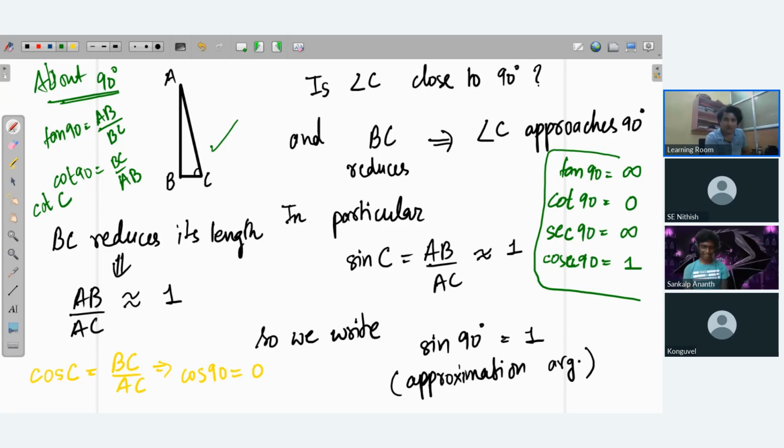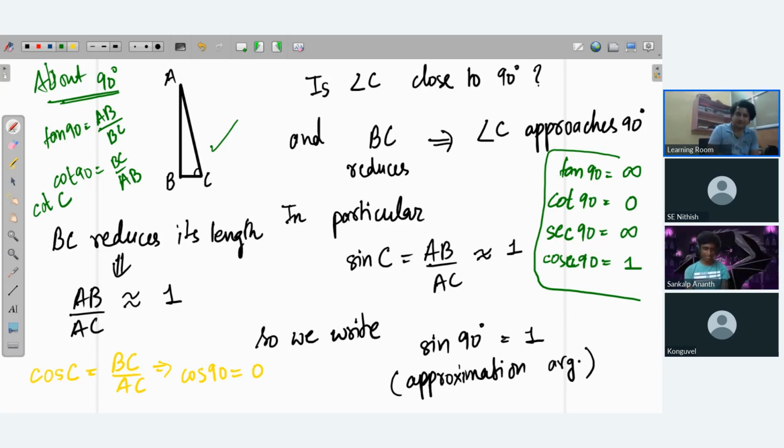From the picture side, what is cot C? Cot C is BC by AB. So what is happening to BC? It is shrinking. And what is happening to AB? Nothing. So what do you think this fraction is going towards? The numerator is shrinking, so the whole ratio will eventually become 0.